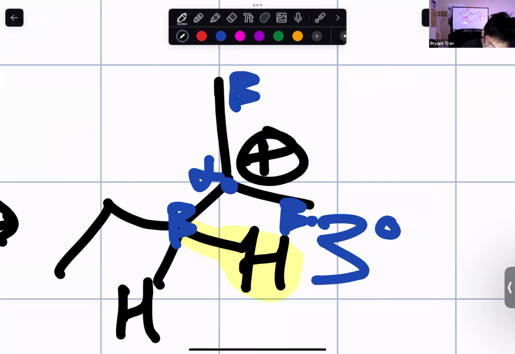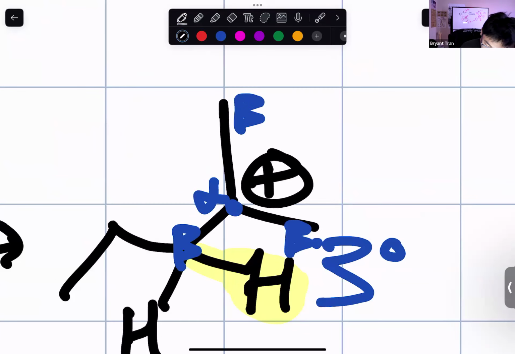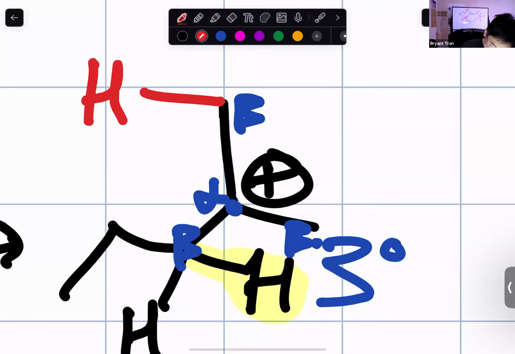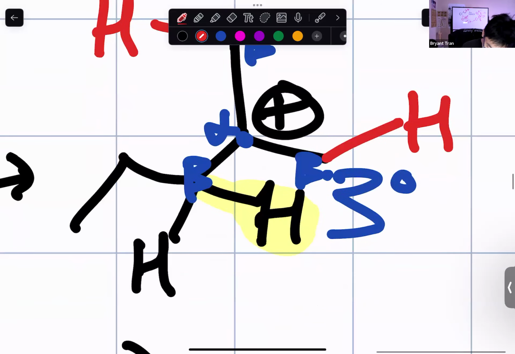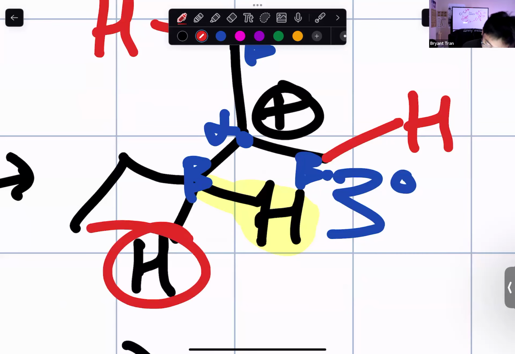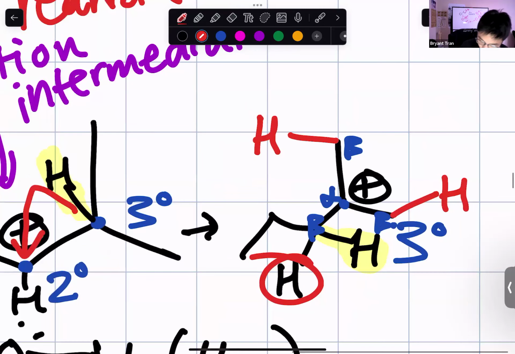So I'm going to draw out at least 1 beta hydrogen for each beta carbon in red. This is a beta hydrogen. This is a beta hydrogen. And I'm going to say this is a beta hydrogen right here.